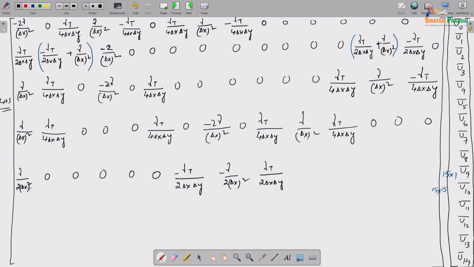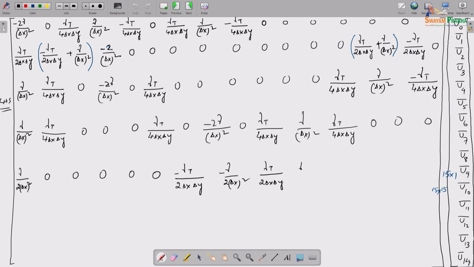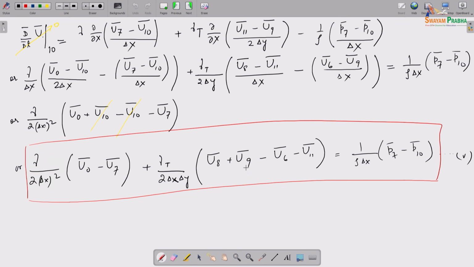So this is not 1, 2, 3, 4, 5, 6, 7, 8. So we go back, look for U9. U9 is nu t by 2 delta x delta y. So you have U8 and U9. We don't have a U10. We'd have a U11 though, which is minus that. Okay, and the rest everything is 0.